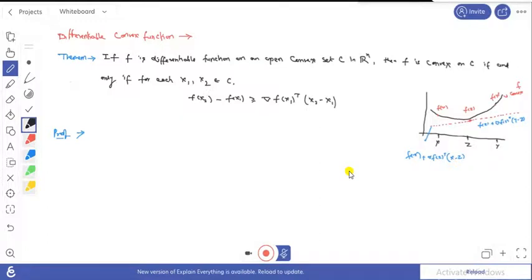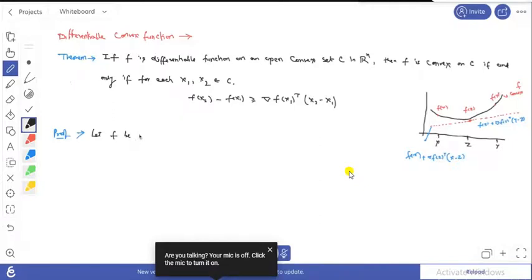Okay, so firstly we assume that this function is convex and then try to prove this relation, and for the converse part we assume that this is true, then f is convex. Okay, so let us start with your function being differentiable and convex. This is a differentiable function.